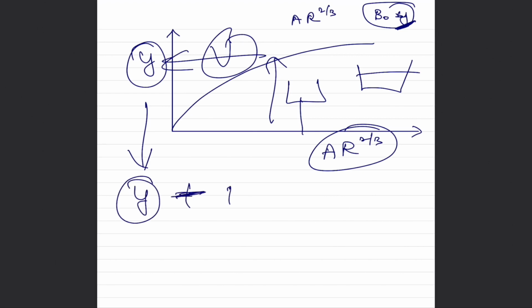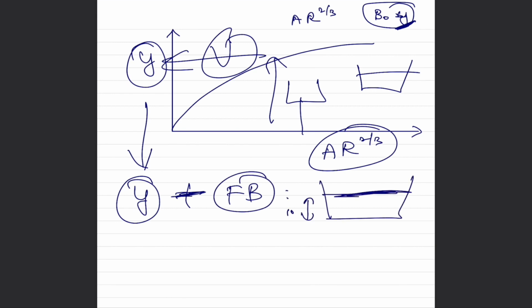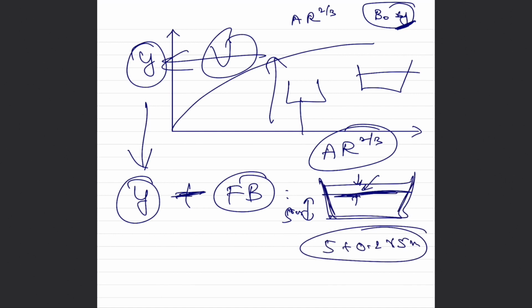Now, once we solve for Y, this is the total Y for which we are designing, and then we will also add a freeboard. Freeboard would ensure that if our depth of flow is 10 meter or 5 meter, let us say, and the recommendation is there should be 20% of freeboard, we will say that we will design this channel bed for 5 plus 0.2 times 5 meter of depth.